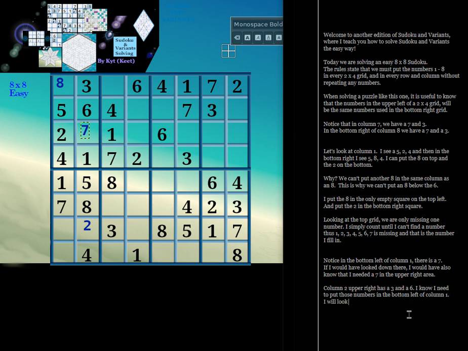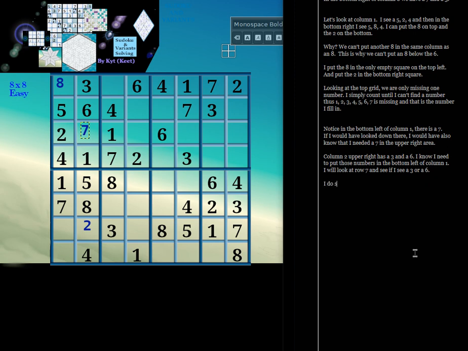I will look at row 7 and see if I see a 3 or a 6. 1, 2, 3, 4, 5, 6, 7. I do see a 3, which means I cannot put a 3 in this row. I put the 6 in this row instead, and the 3 in the bottom row.